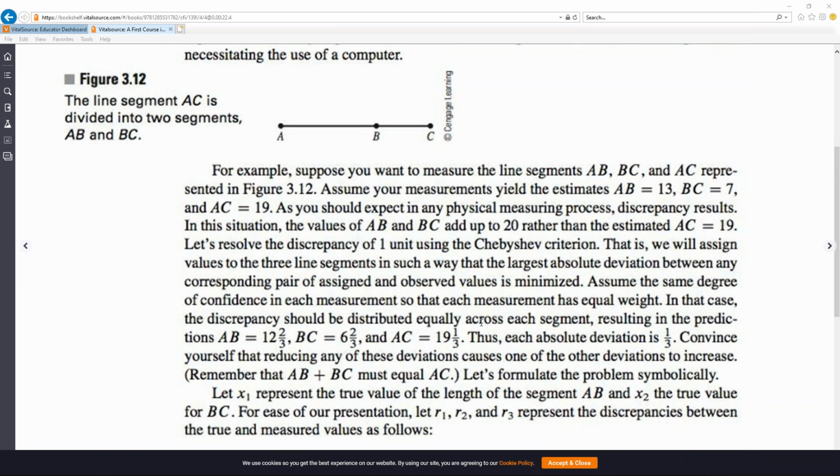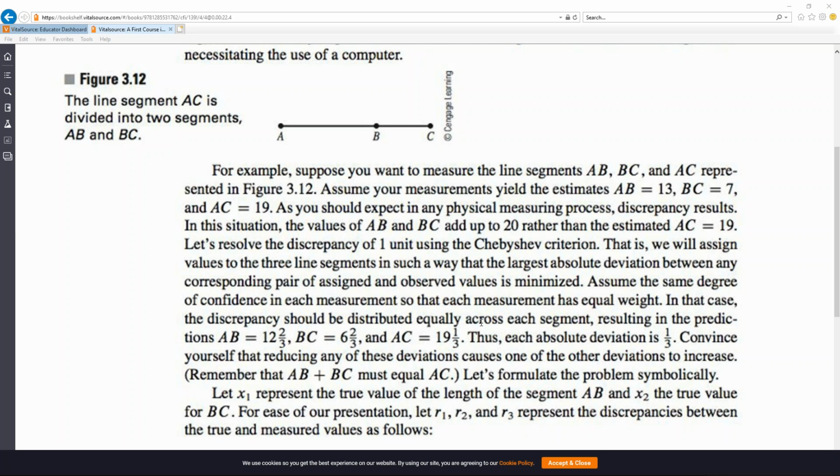So here is an example that I really want to get into in a little bit of detail. For example, we want to measure the line segments AB, BC, and AC in this figure 3.12. Assume that your measurements have three estimates: AB is 13, BC is 7, and AC is 19. We know that AB plus BC should be AC, which should be 20, but your measurement of AC is 19. As you would expect in any physical measurement process, this discrepancy probably would happen. That is 20 versus 19.